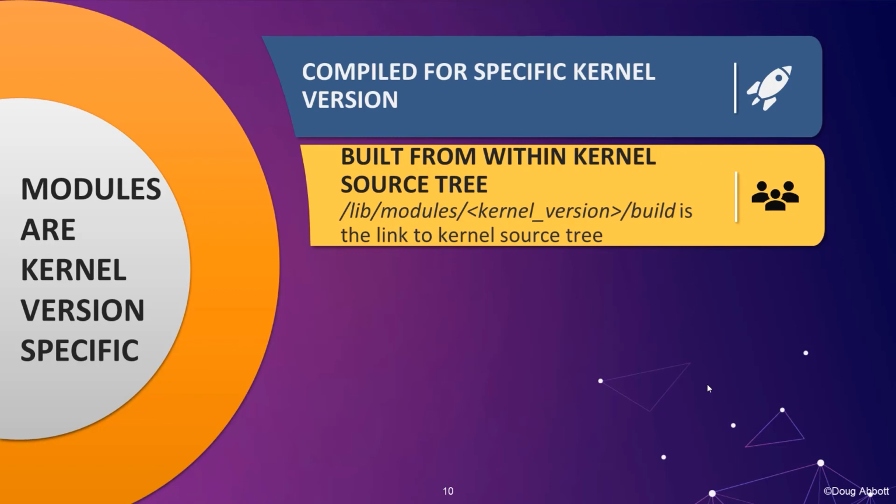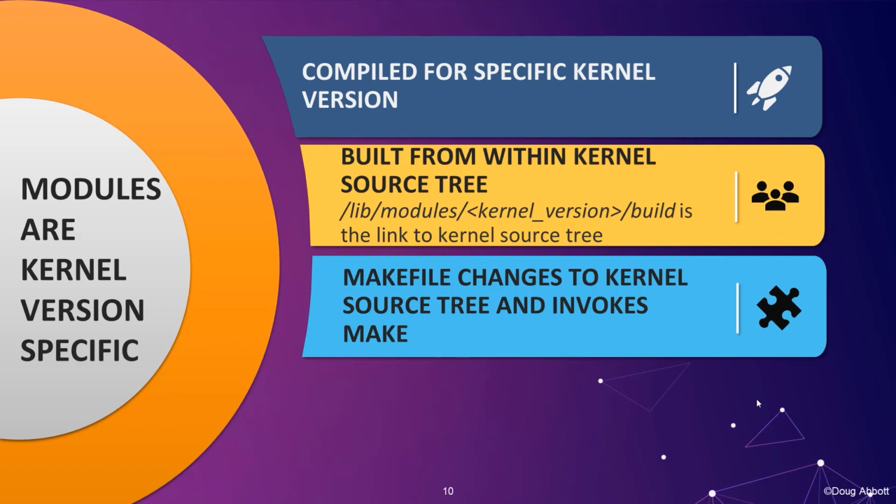When you install a Linux distribution, you'll usually get such an abbreviated source tree for the distribution's kernel so you can build modules against it. What usually happens then is that the makefile in the directory with your module source code changes directories to the kernel source tree and invokes the makefile there. We'll look at an example of how that works in the upcoming demo.